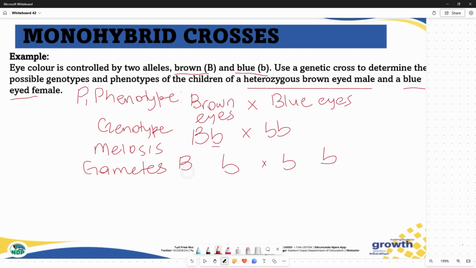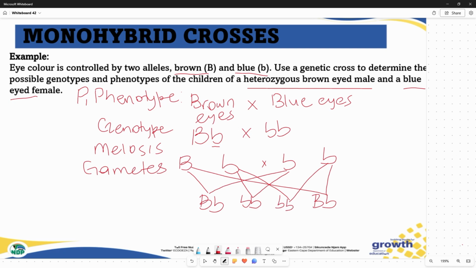So it means it is possible that for this allele, it can combine with that allele from the egg of the mother, and it will give us a heterozygous genotype. And then it is also possible for this one to cross with this one from the female. It also gives us a heterozygous genotype. And then the second allele from the male can cross with the first allele from the female, and it will give us a homozygous recessive genotype. And the second allele from the male can cross with the second allele from the female, and it will give us also a homozygous recessive genotype.